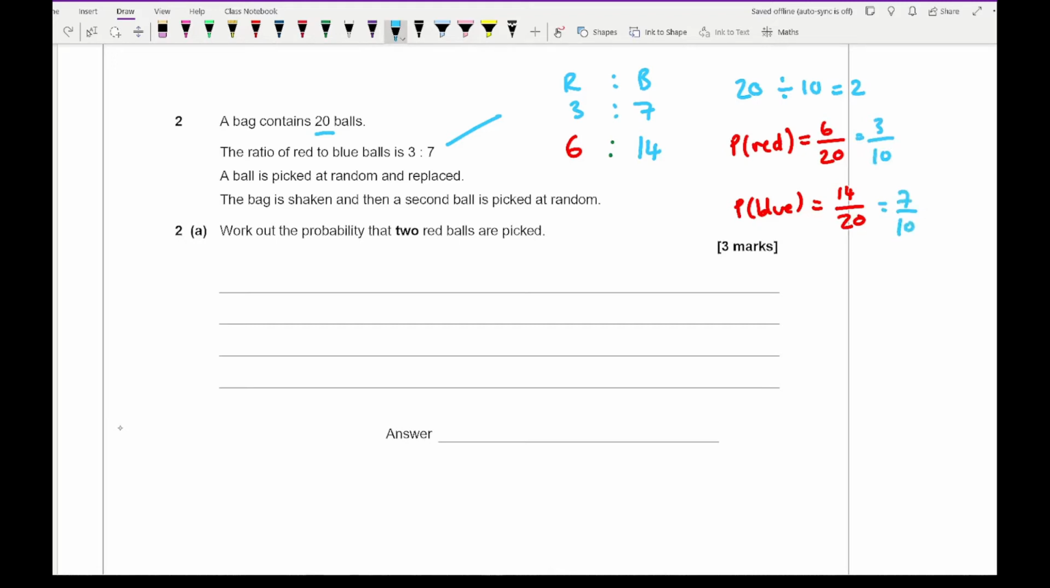It then says, going back to the question, work out the probability that 2 red balls are picked. Well, 2 red are going to be 3/10, the first one, multiplied by the second one being red. So it's going to be 3/10 times 3/10, which is going to be 9/100. So I can write that as 9/100, or I could write it as a decimal as 0.09, depending on if you've opted for that route.